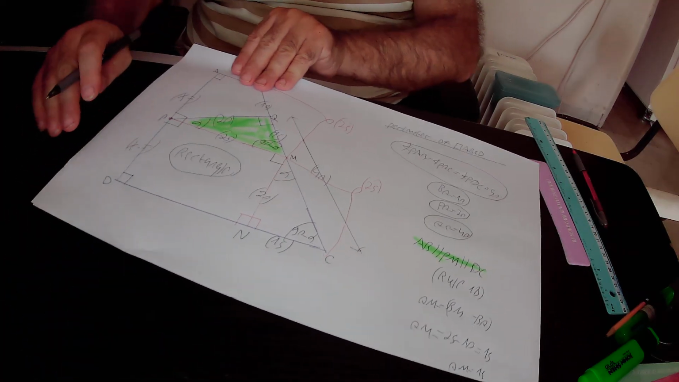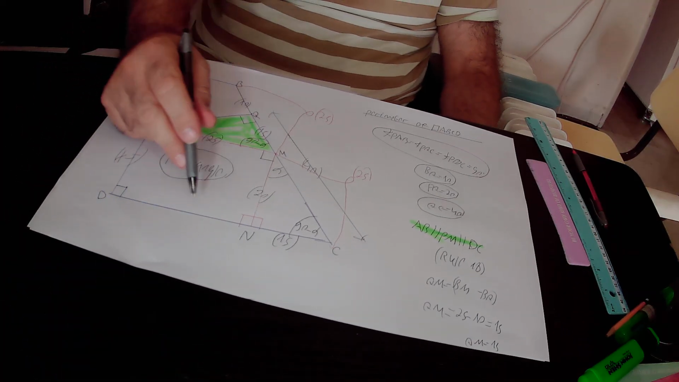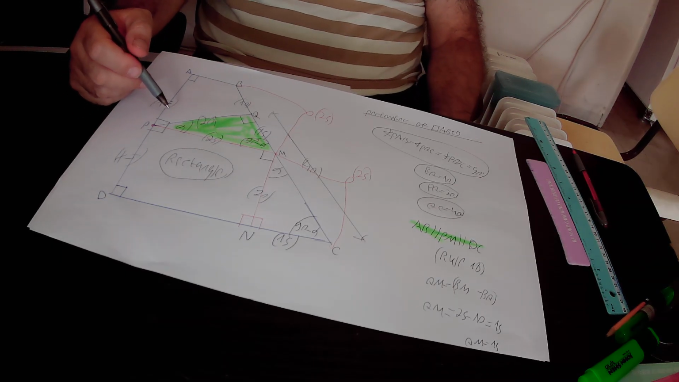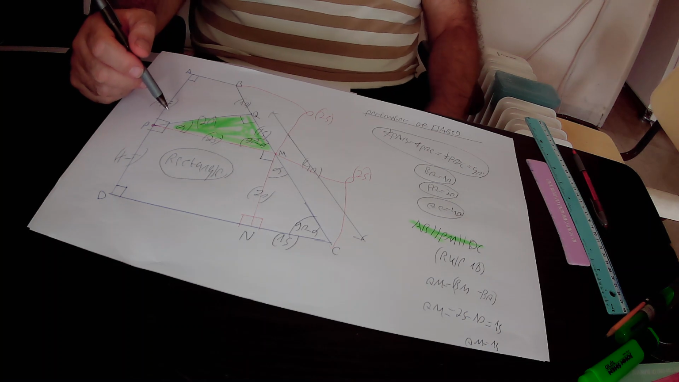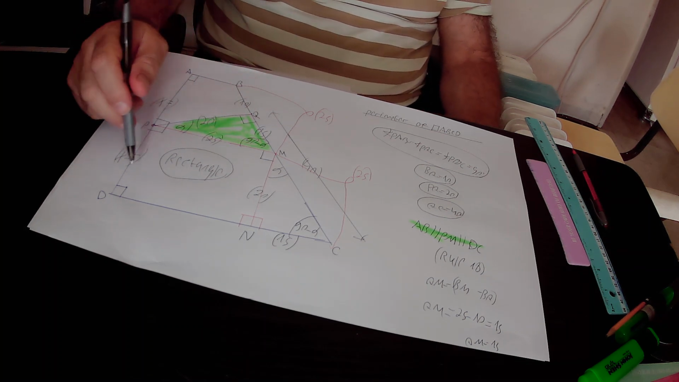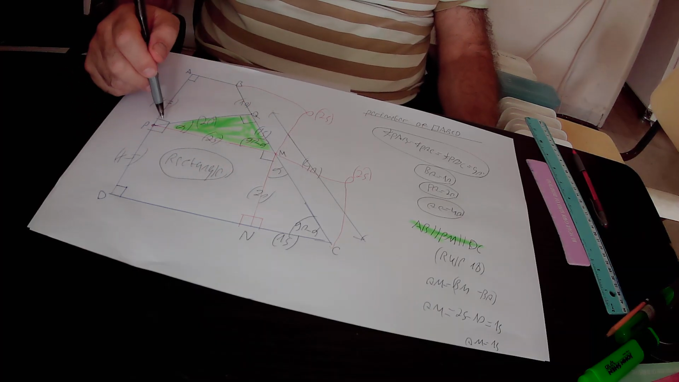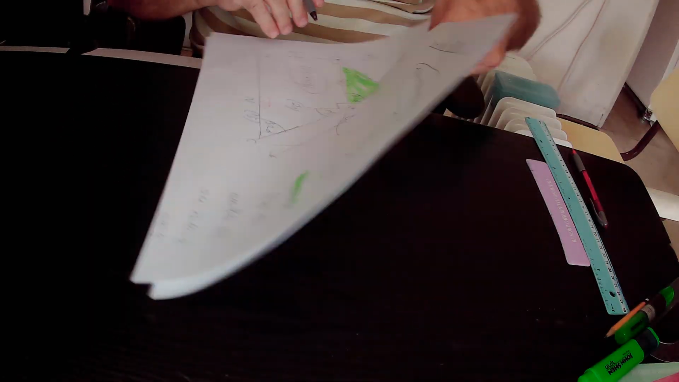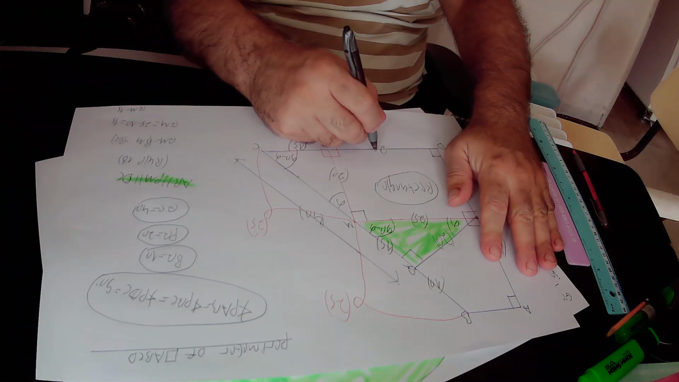We already found out that PMND is a rectangle, but we also know that the opposite sides of a rectangle are equal to each other. So in rectangle PMND, side PM is equal to the opposite side DN. But PM is 25, and therefore the opposite side DN must be also equal to 25 units in its length.